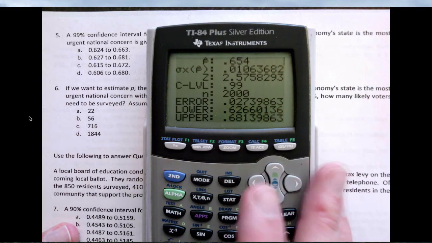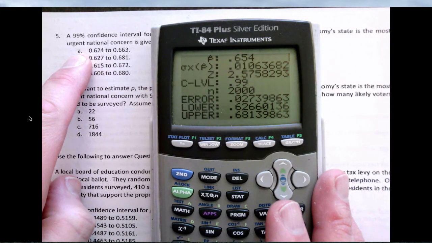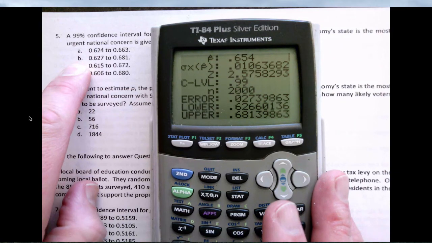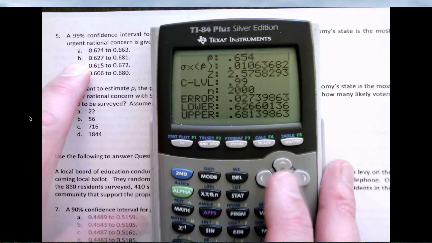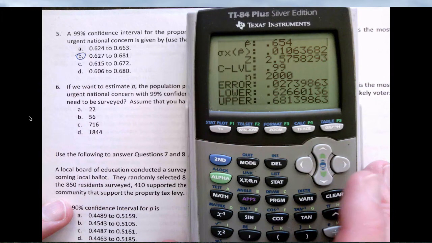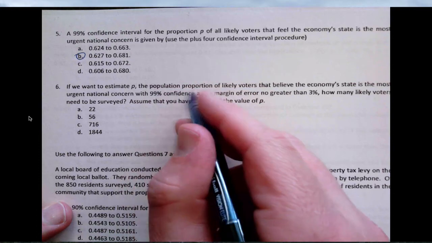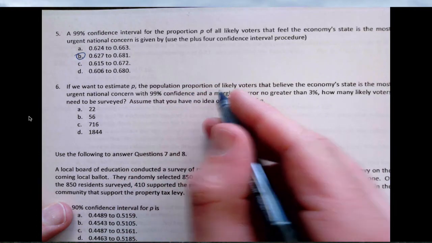The only one that's actually close to that is A. No, 0.627 to 0.681, B. So yeah, B is the one that is the closest. I did all of this in the calculator, 0.627 to 0.681.